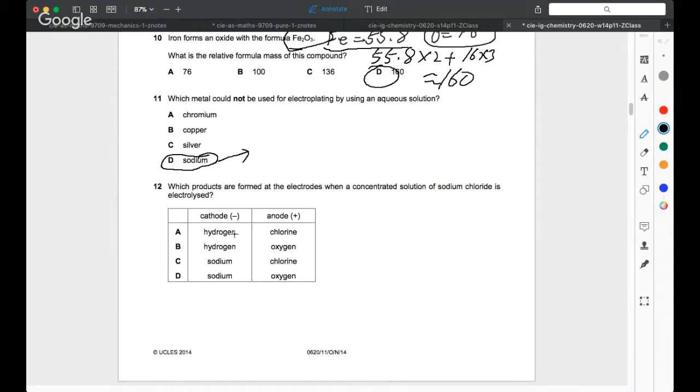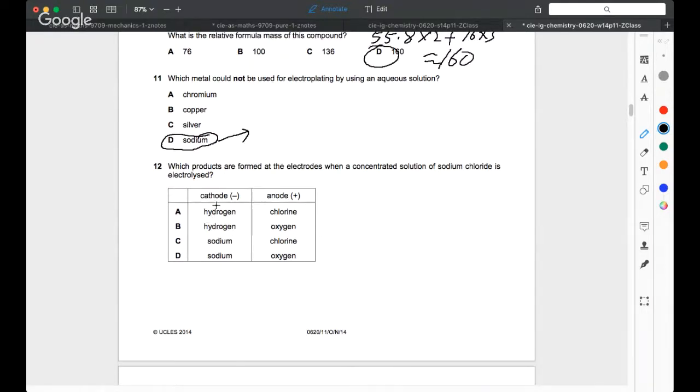Number 12. So as we've said, opposite charges attract each other. So to have an ion that's matching the cathode, we need a positive ion, and for the anode, we need a negative ion.